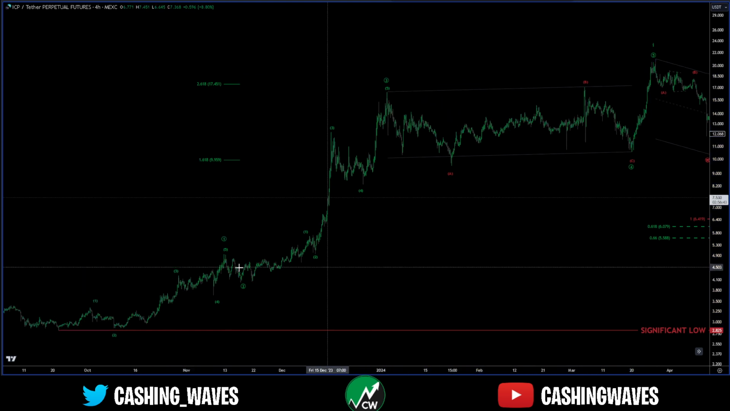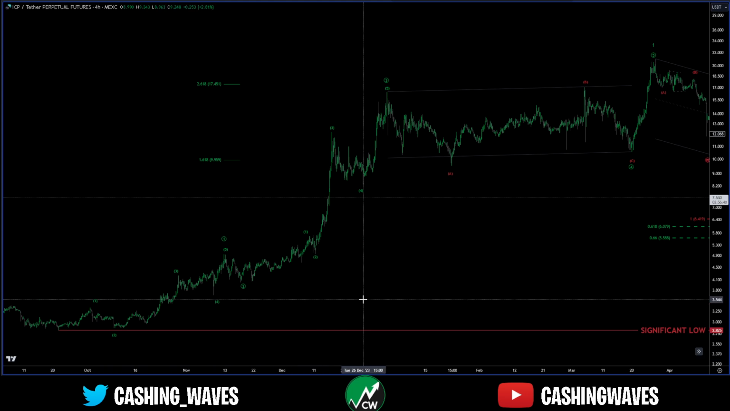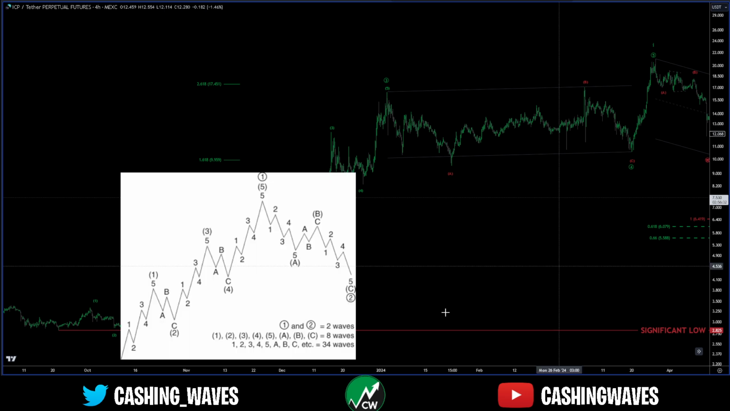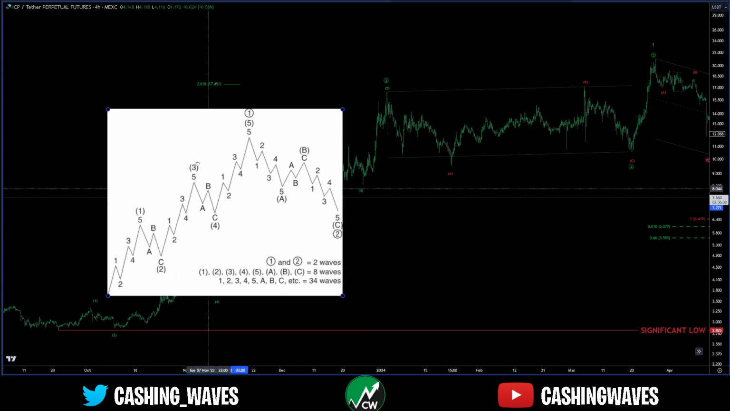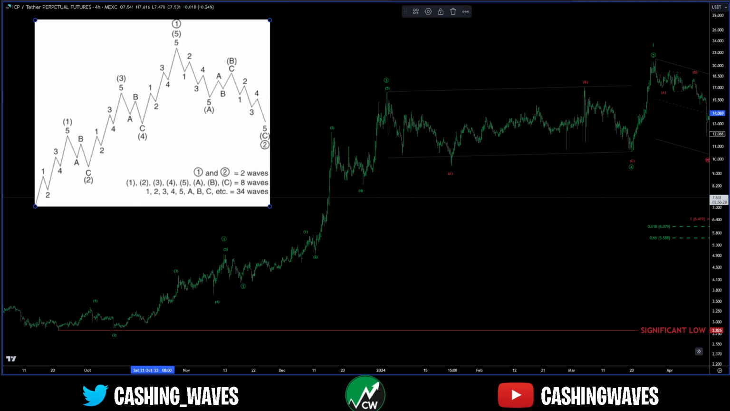Now, if you're new to Elliott Wave, it's basically tracking the market, that the market trends in 5 waves, corrects in 3. And does that on multiple time frames. For example, this is our 5-wave move since the low.